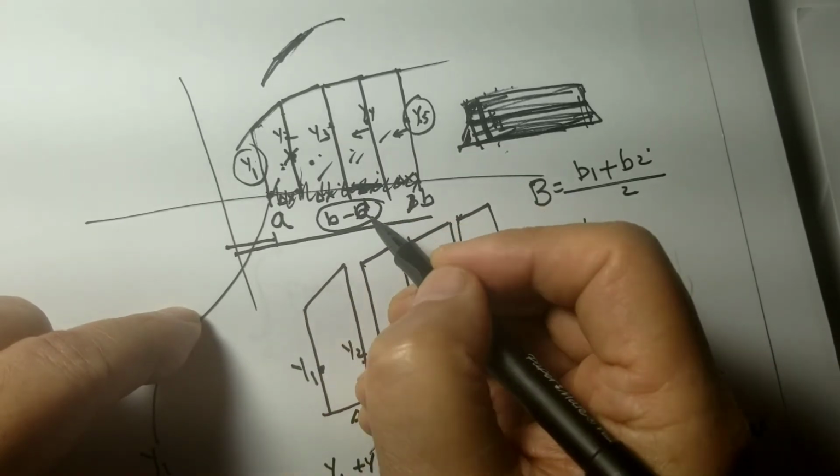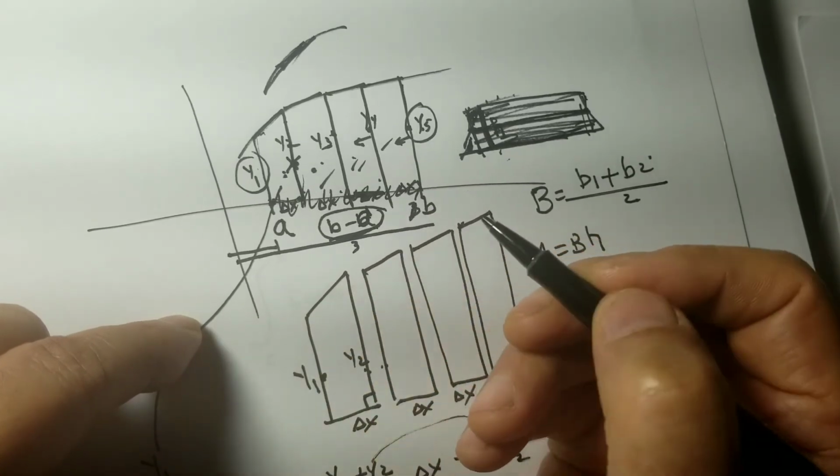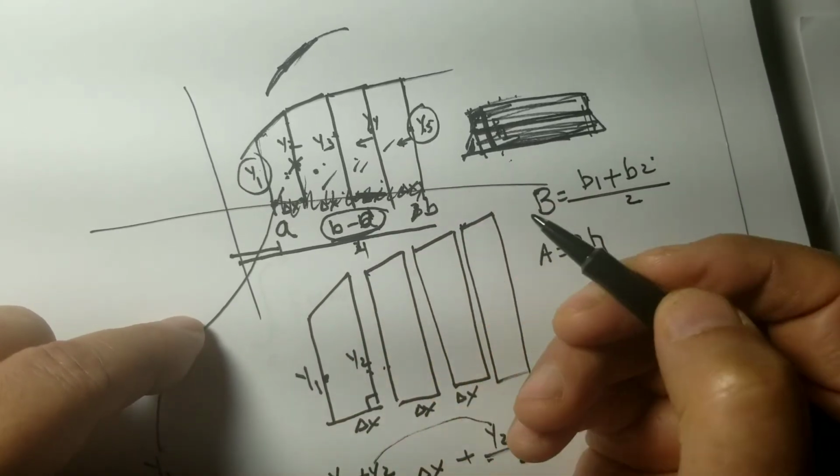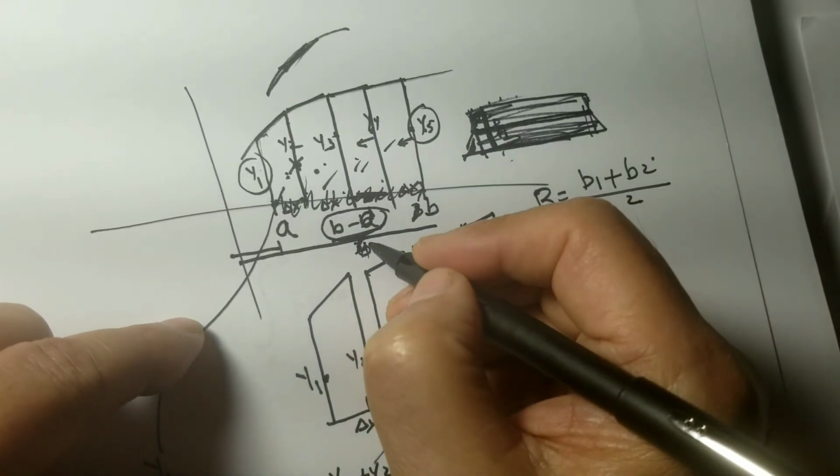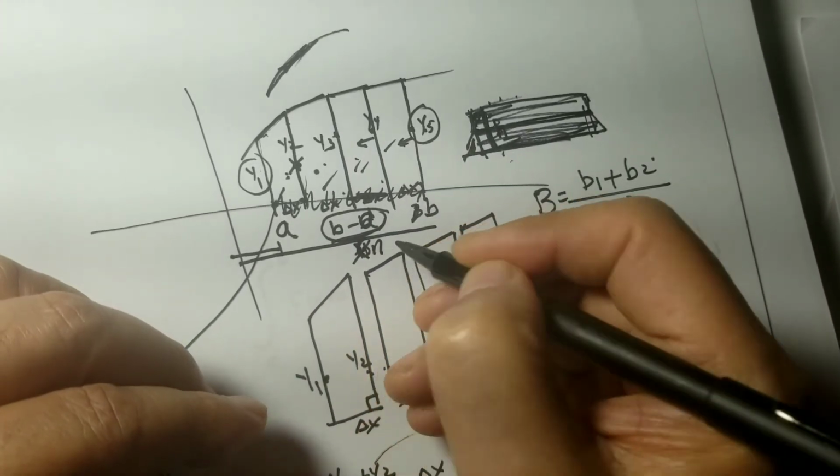How many trapezoids do you want to have? 3, divided by 3. How many do you want to have? 4, divided by 4. How many do you want to have? 6, divided by 6. Somebody said, I don't know how many I want to have. I said, just put n.